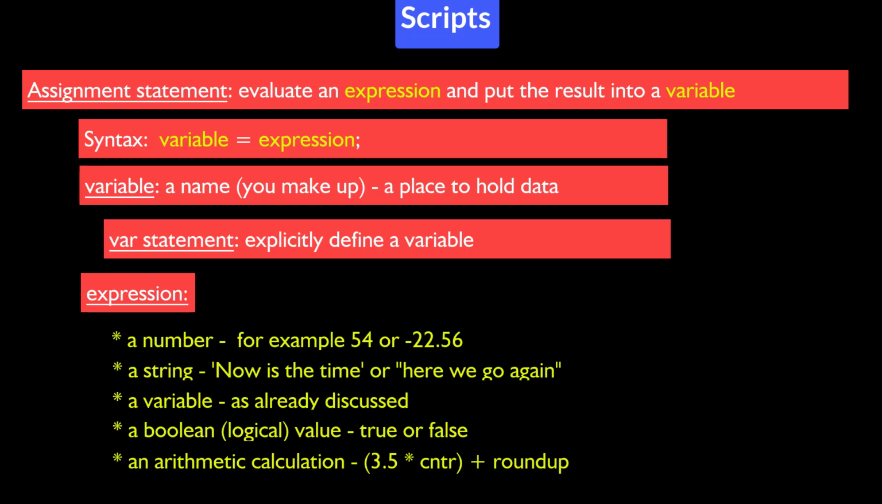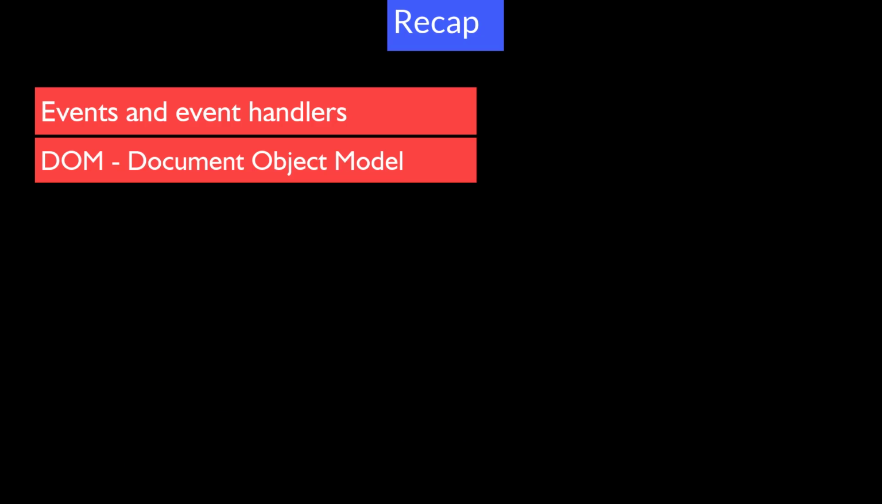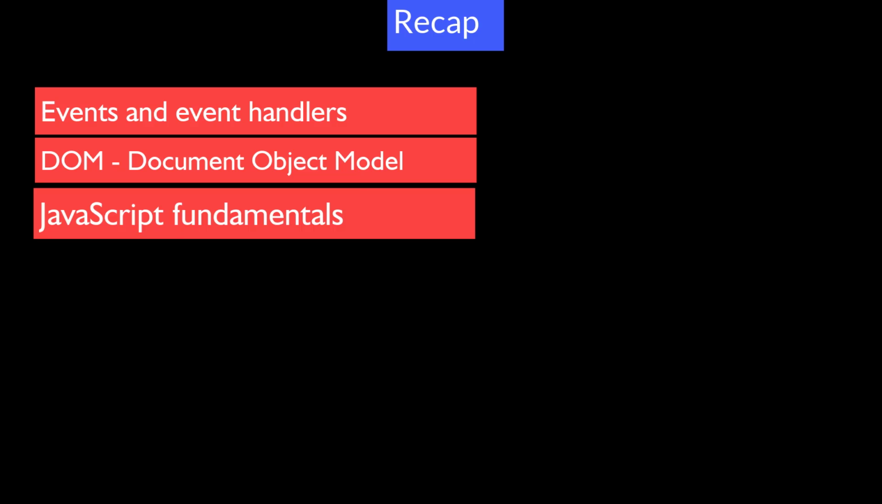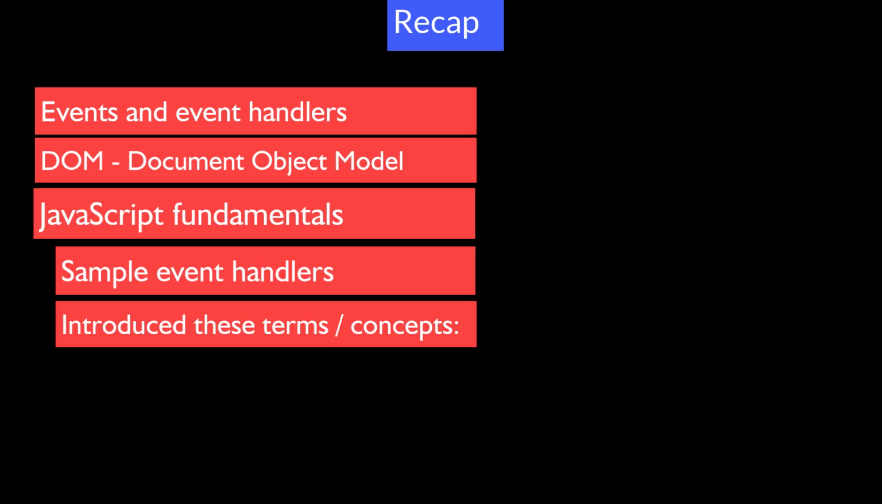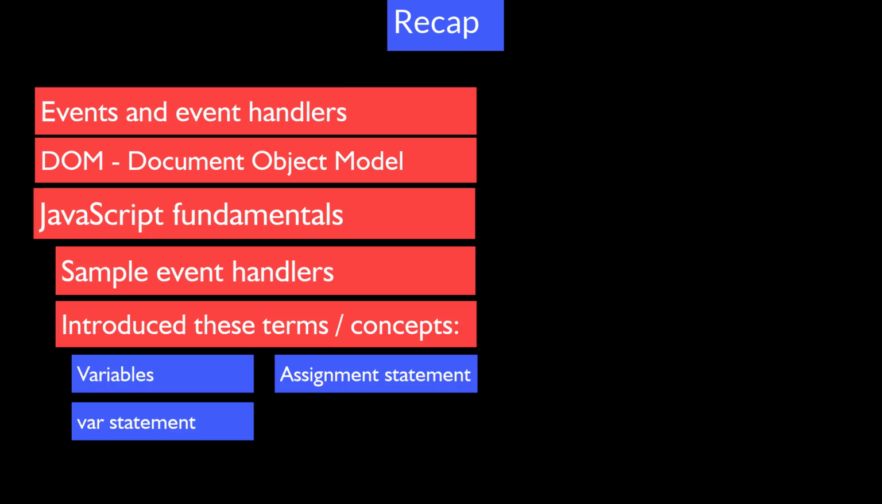That's probably enough for right now. In this lesson, we explained a bit more about events and event handlers, and we introduced the term DOM for Document Object Model, although we did not define it nor give examples, and the basics of JavaScript. We demonstrated some sample event handlers and introduced the following terms or concepts for JavaScript: variables, the assignment statement, the var statement, and expressions. In the next lesson, we begin exploring the DOM and how to use it in scripts. See you there.